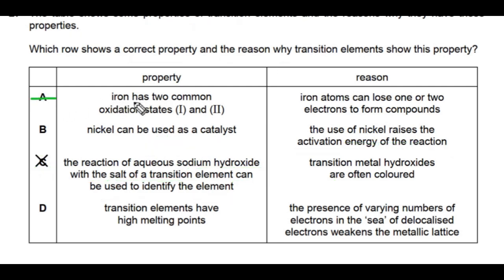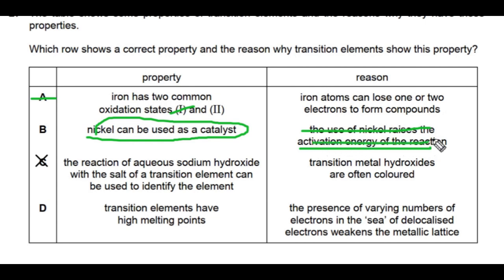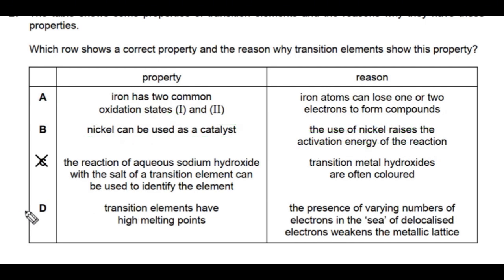Why is A wrong? Iron has 2 common oxidation states, not 1, so this is wrong. Iron has 2 common oxidation states, 2 and 3. Nickel can be used as a catalyst. The use of nickel raises the activation energy of the reaction. No, this is wrong. A catalyst decreases the activation energy, not raises it. D: transition elements have high melting points. This is true, but the reason, the presence of varying numbers of electrons in the sea of delocalized electrons weakening the metallic bond, is wrong. C is the correct answer.